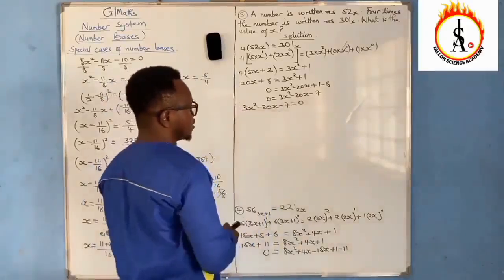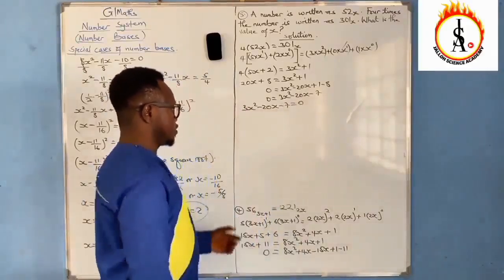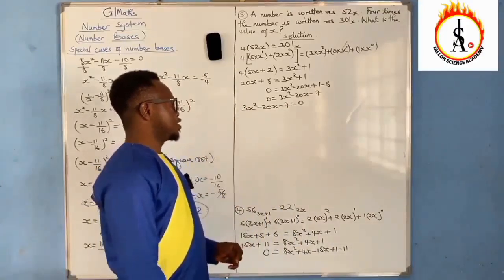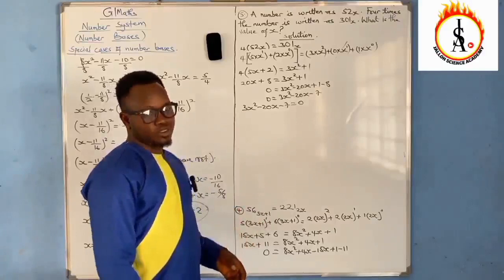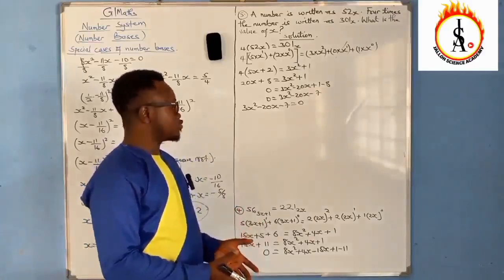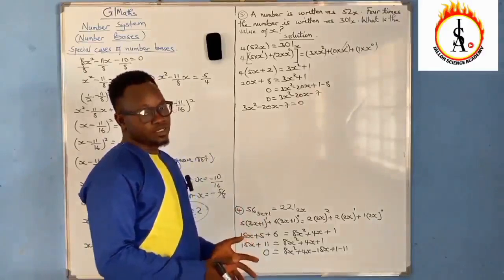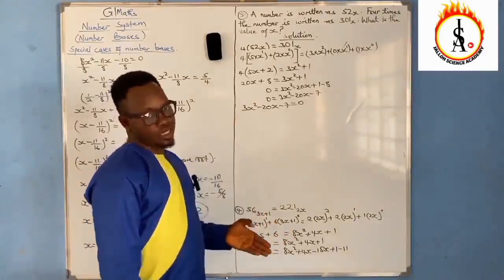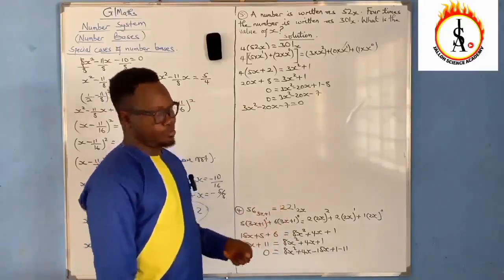So looking at this now, we want to solve this. The sum is negative 20. The product is negative 21. So for us to get two numbers we can multiply that will give us negative 21, and we add that gives us negative 20. It will be tricky. So we are going to look at completing the square method in this case.